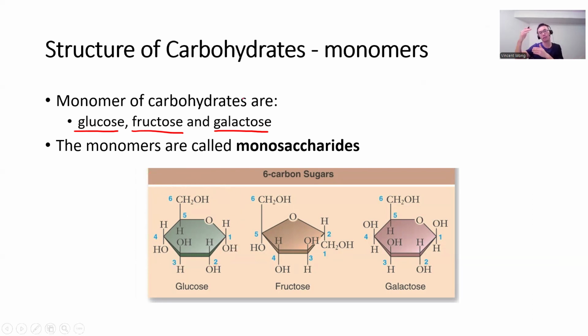I could give you a list of stuff and I say, which of the following are monomers of carbohydrates? You should know it's glucose, fructose, and galactose. So these are single sugar molecules. We call them mono. Mono is single. Saccharide. Saccharide is sugar. Literally, this means single sugar. Mono, like a monorail has a single track, right? Saccharide, sugar. Questions?